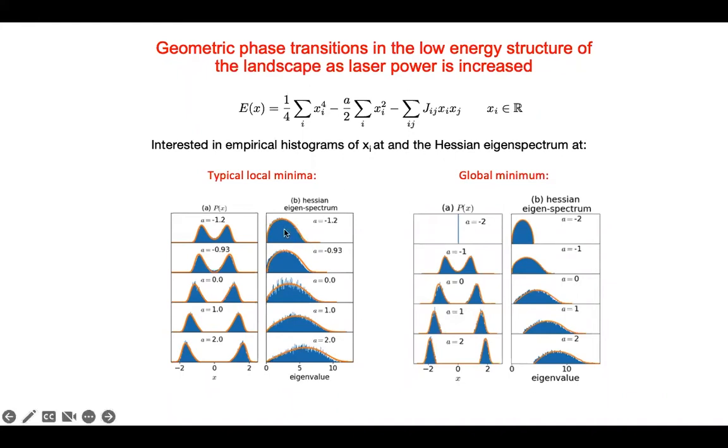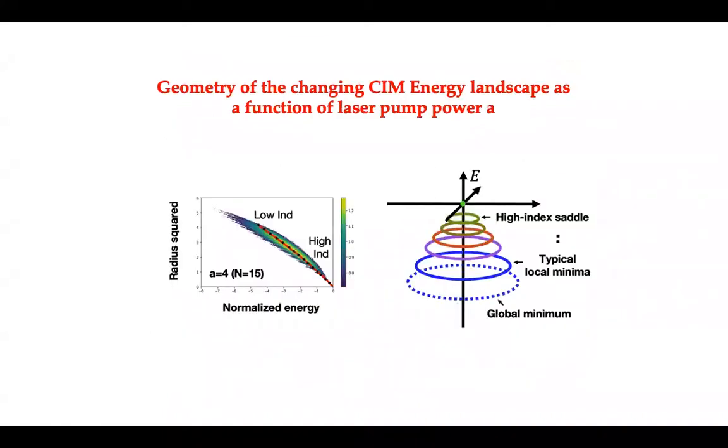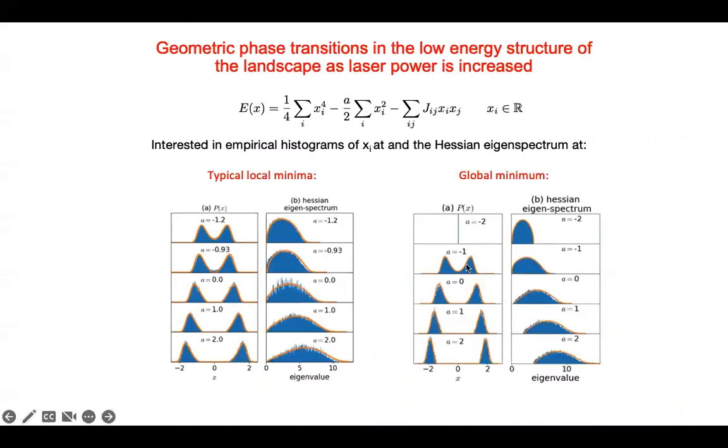There's always a finite density of eigenvalues near the origin. So there's always some flat directions for a typical local minimum. What about the global minimum? Right, so that's a different state that's further down in energy and further out in radius.